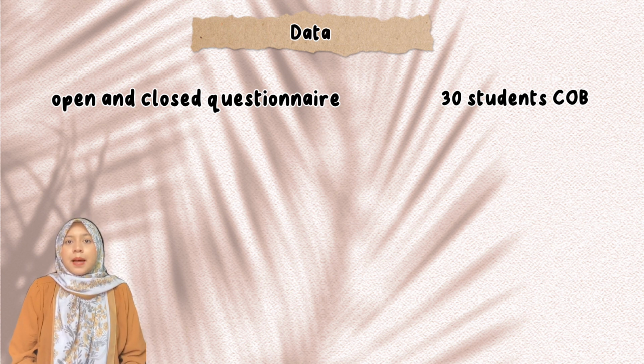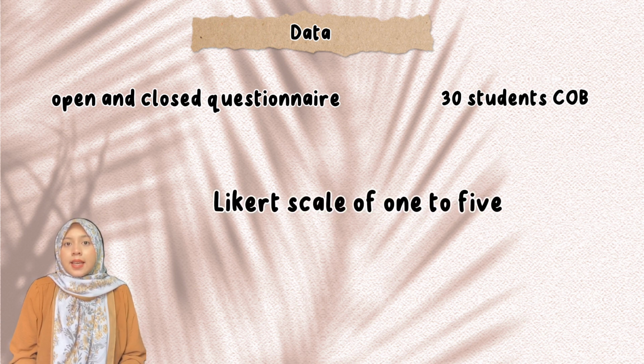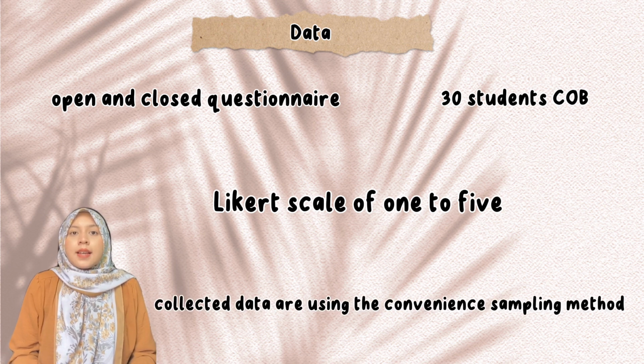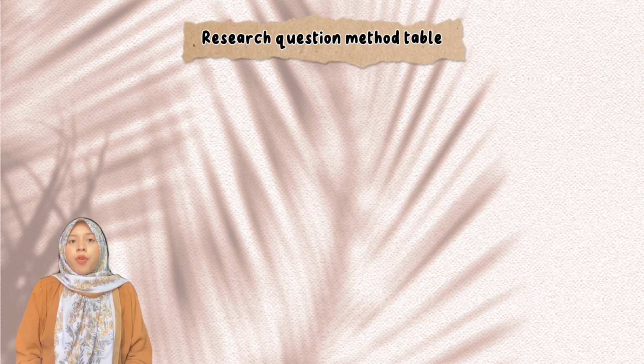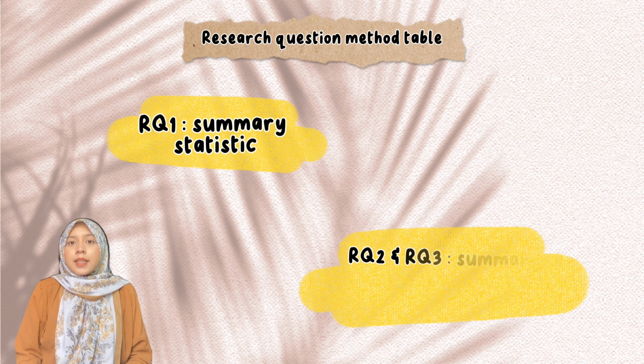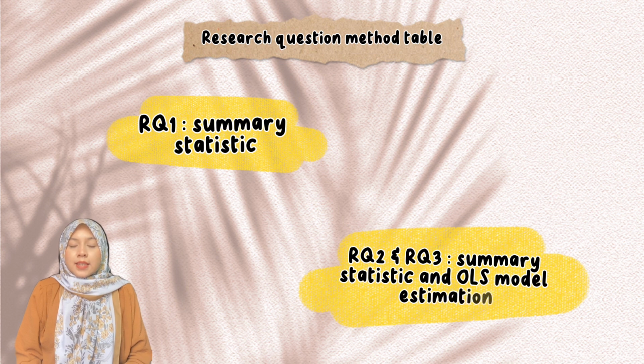Part C and Part D are to identify factors that encourage student daily spending and the impact of spending pattern on living costs. This section was graded on a Likert scale of 1 to 5. To make the study easy to conduct, the collected data used the convenience sampling method. For the research question methods, RQ1 uses summary statistics. RQ2 and RQ3 use summary statistics and OLS model estimation.